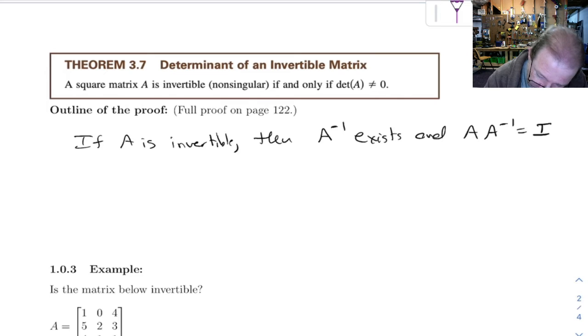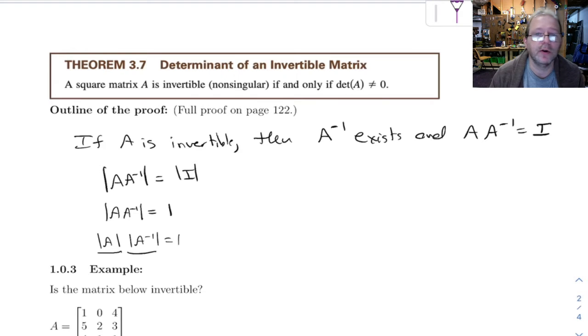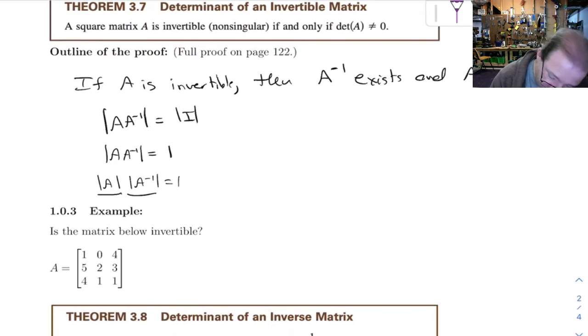So if I take the determinant of both sides of this equation, what I get is the determinant of A times A inverse is equal to the determinant of the identity matrix. And we know the determinant of the identity is 1. And then we can split this into the determinant of A times the determinant of A inverse equals 1. And there's no way either of these can be 0. If either of these were 0, then you'd have 0 times something equals 1, which is impossible. So these can't be 0.